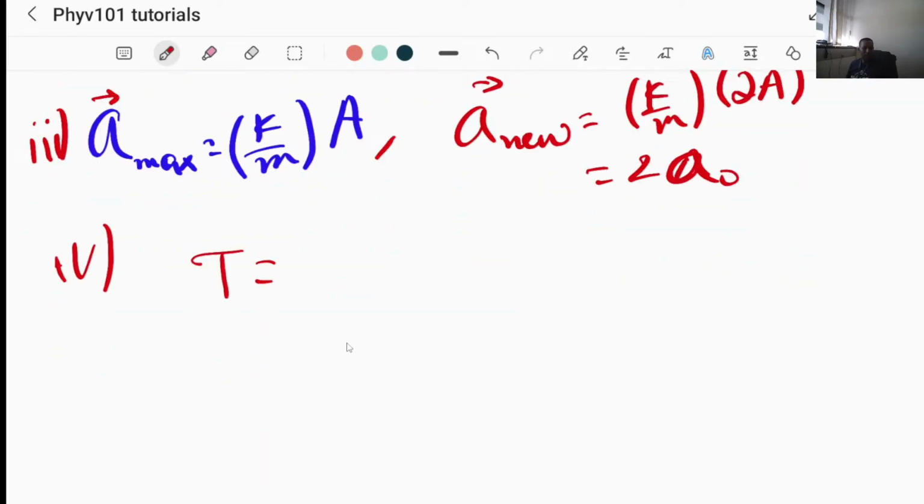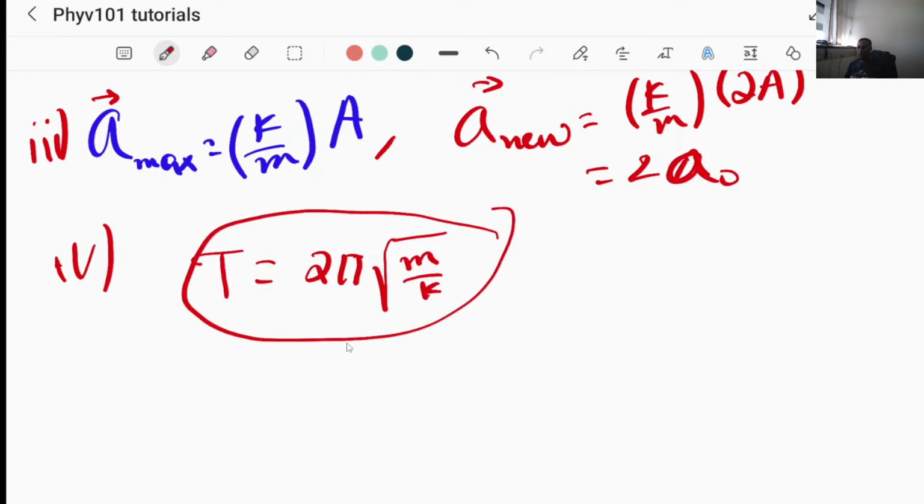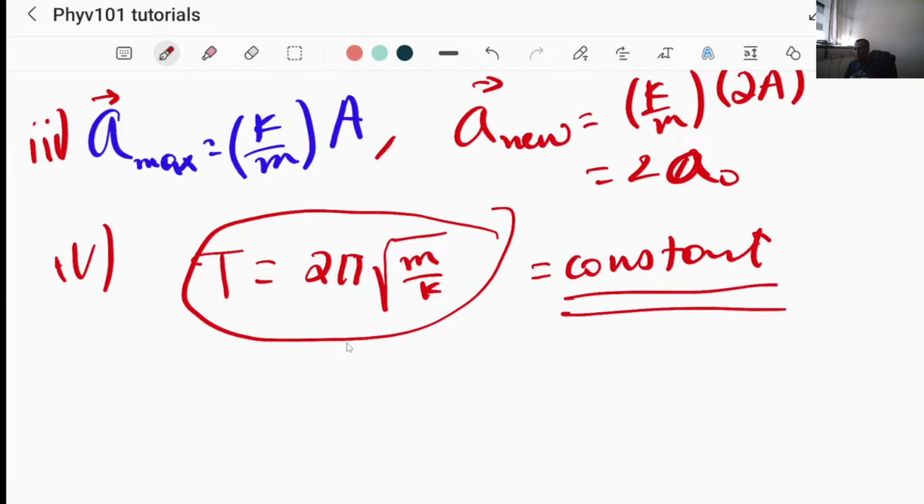The period T is, remember, this is a simple harmonic motion, 2 pi square root of L over G for the pendulum, and the square root of M over K for a spring mass system. And therefore, can you see? There is no amplitude associated with it. Therefore, actually the period is constant, meaning it does not depend on the acceleration.